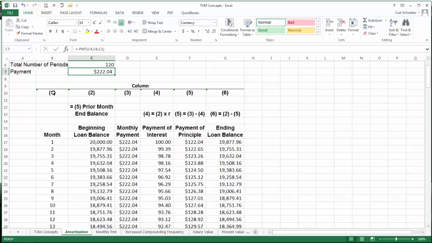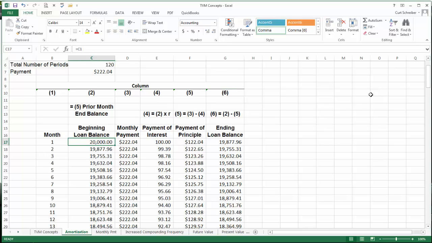I've broken my table down into columns. Column 1 is simply the month. Column 2 is the loan balance. Column 3 is the monthly payment. Column 4 is how much of each payment goes towards interest. Column 5 is how much of each payment goes towards paying off the loan balance. And finally, column 6 is what the loan balance is immediately after making the loan payment. Notice here that I've also described how each one is calculated. But let's look at the example.